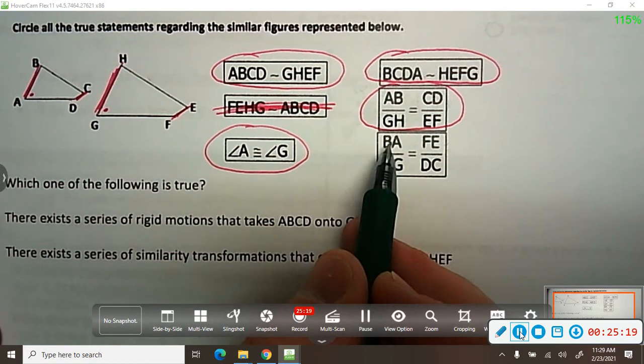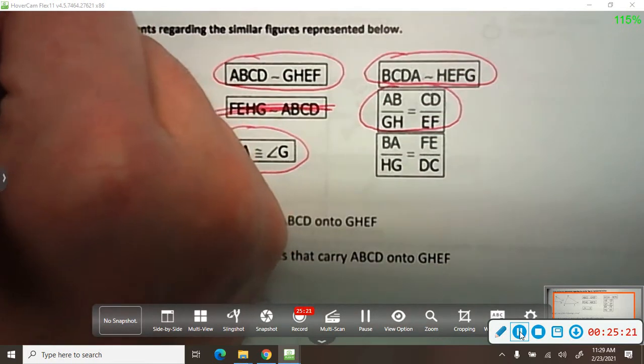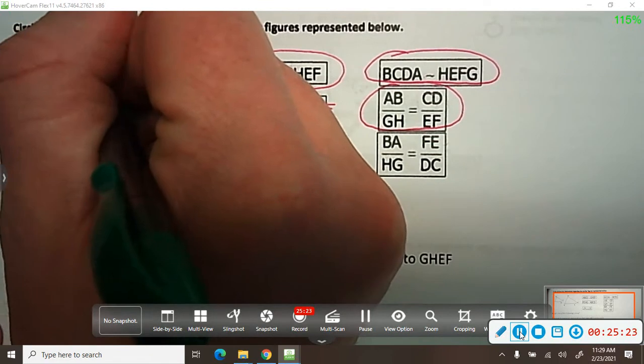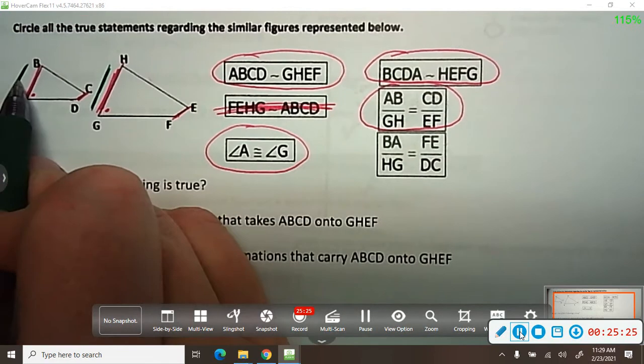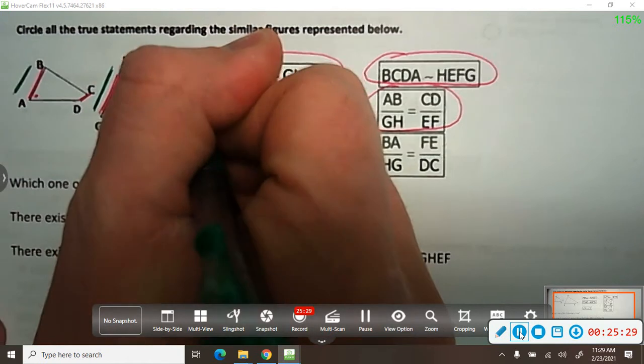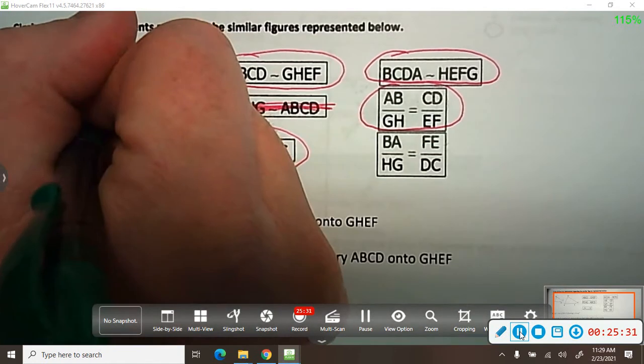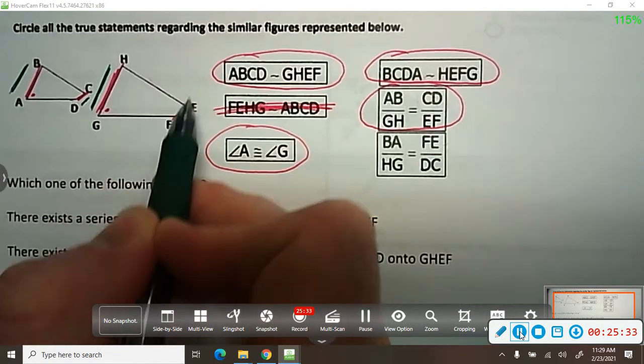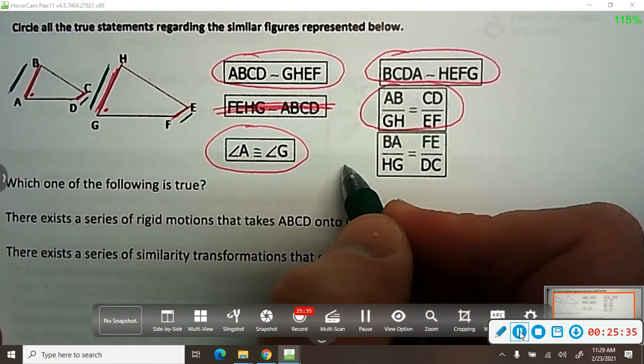And then if I take BA over HD, so going this way, does that equal FE over DC? So I'm going this way, and then I'm going that way. That won't work, so that's no.